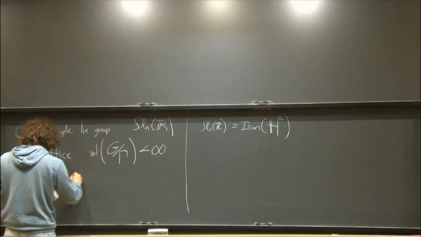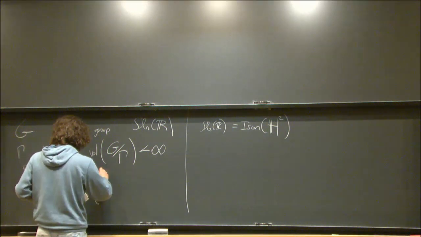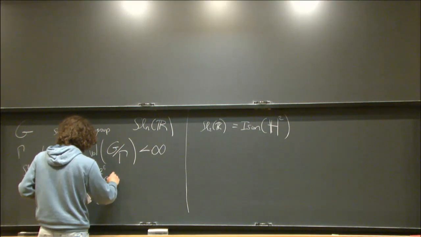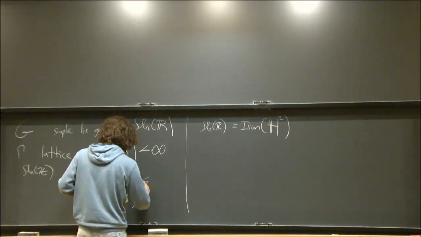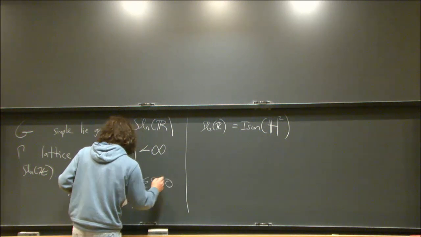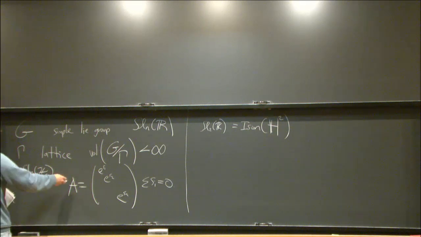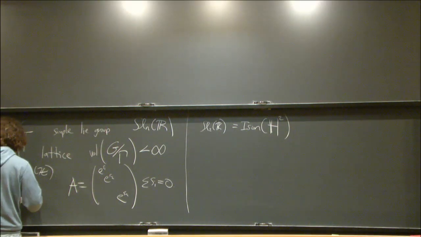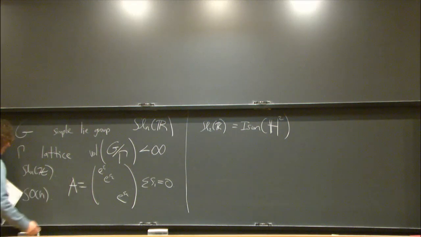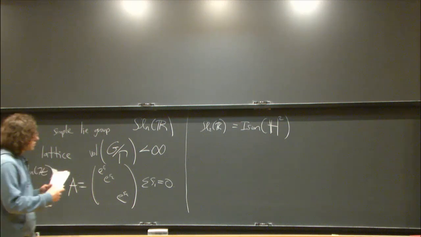For SLNR, there is this subgroup that is called the Cartan subgroup, such that these entries are equal to 0, and there's a maximal compact subgroup of SLNR that is going to be SON.